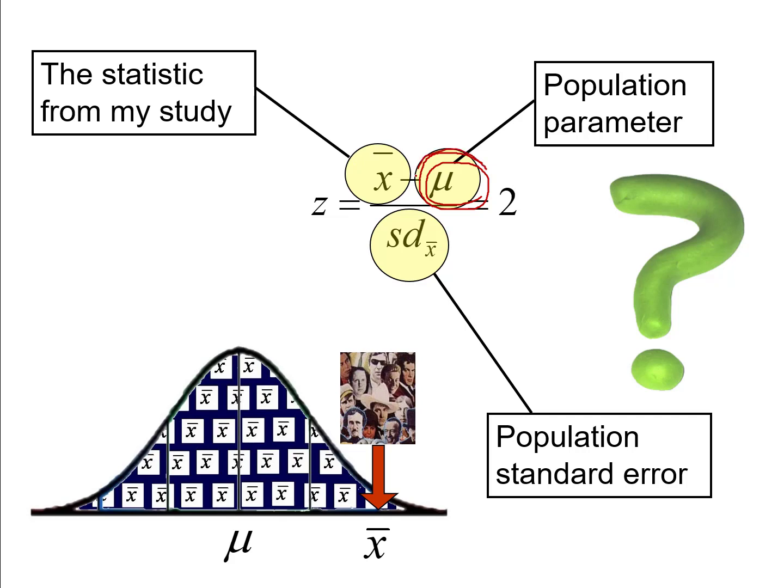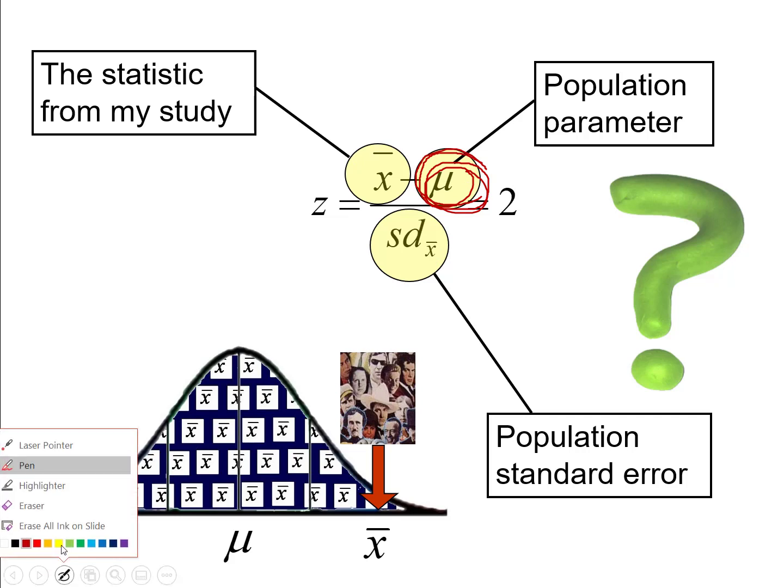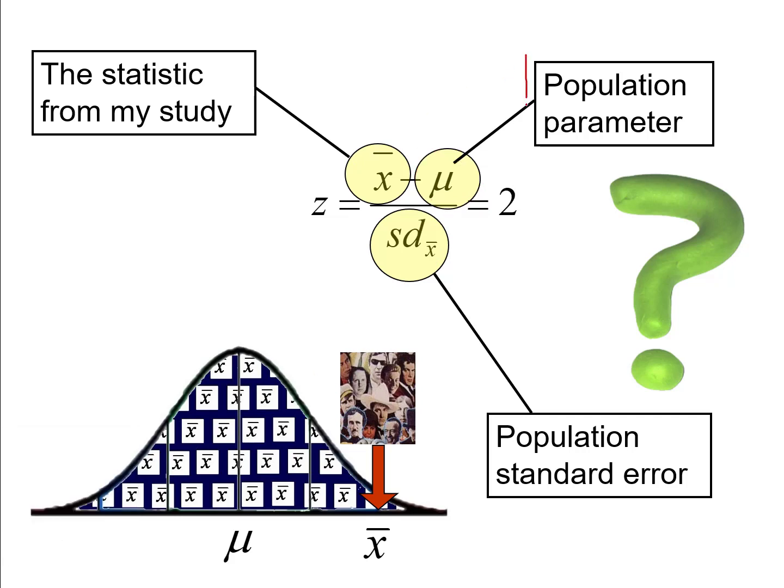And if I knew what the true population parameter was, there would be no point to doing my study in the first place. And the whole reason why we're doing statistics is because we can't know what these true population parameters are. So I can't simply plug in the true population parameter because I don't know what it is.